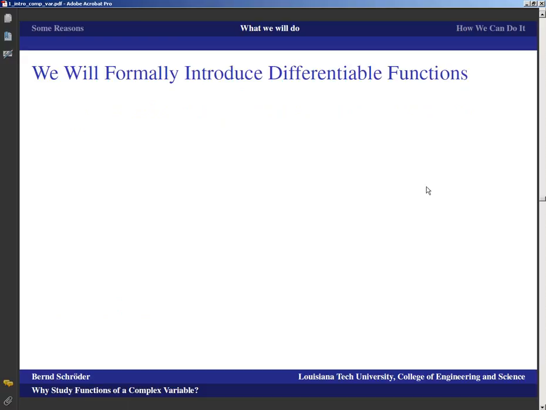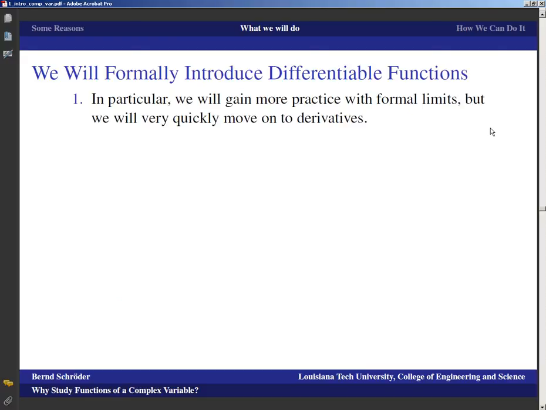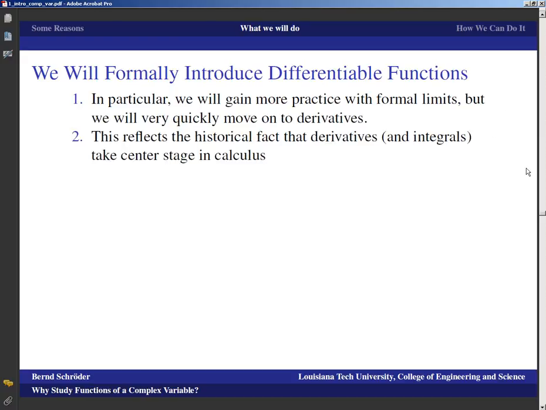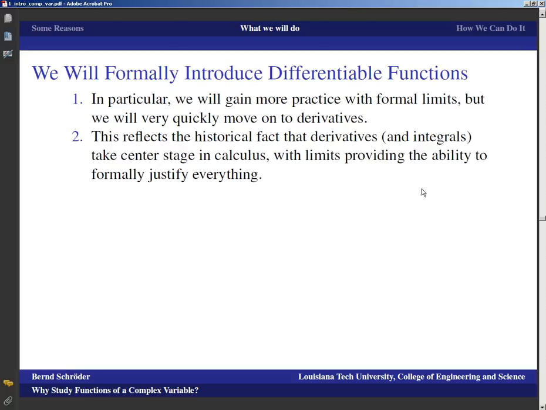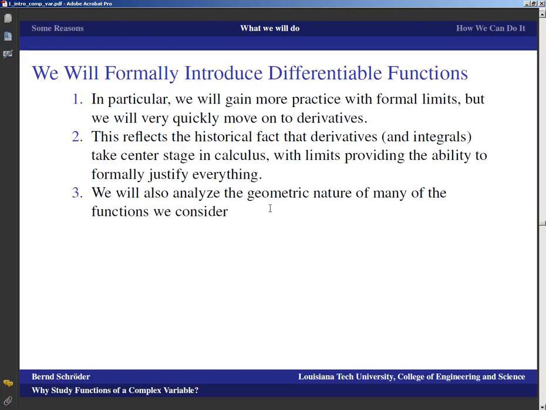Okay, other things we'll do, we will formally introduce differentiable functions. So that means we will get more practice with formal limits, but at the same time we will very quickly move on to derivatives, and that reflects the historical fact that derivatives and integrals take center stage in calculus, and if I want to be completely honest, derivatives and integrals also take center stage in most of mathematics and most of analysis at the abstract level. It's just that we need limits to provide the ability to formally justify everything.